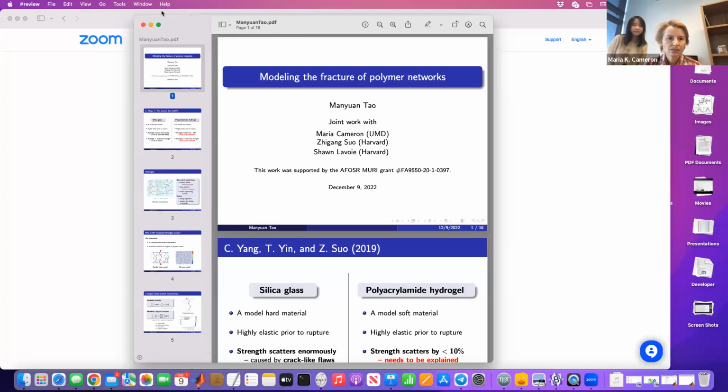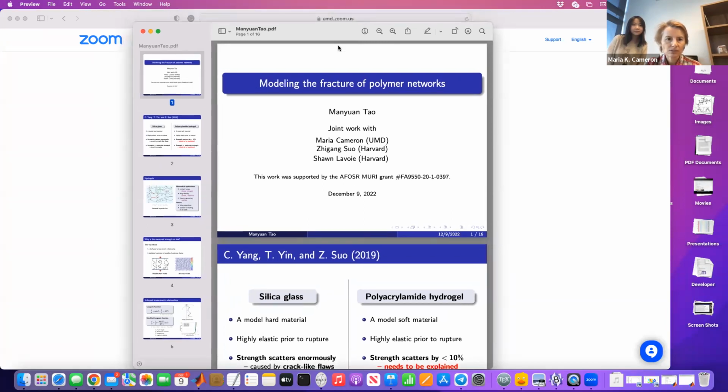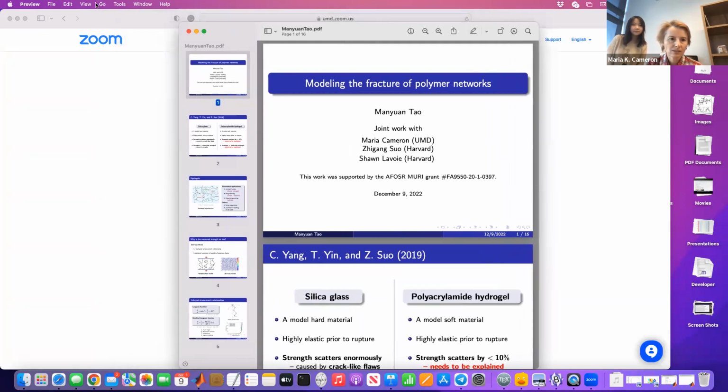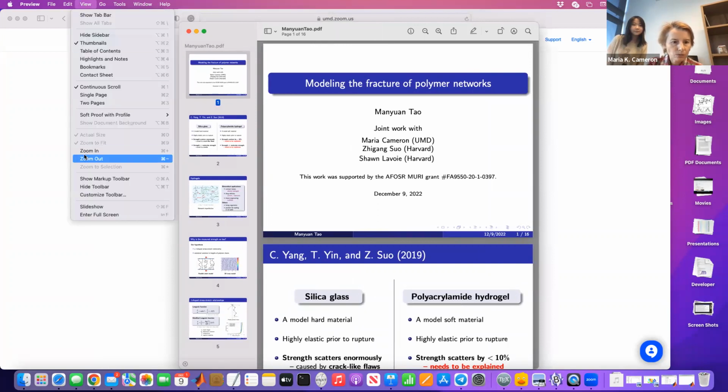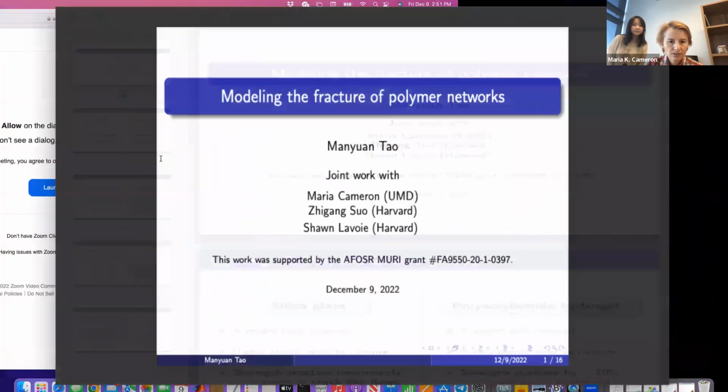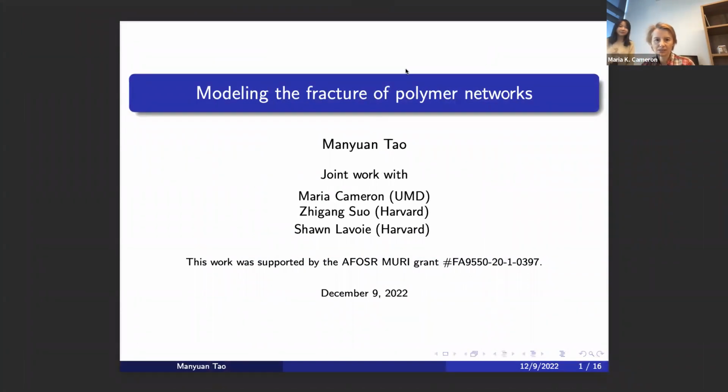So I am starting sharing screen. Full screen, and this you put here, and this one.